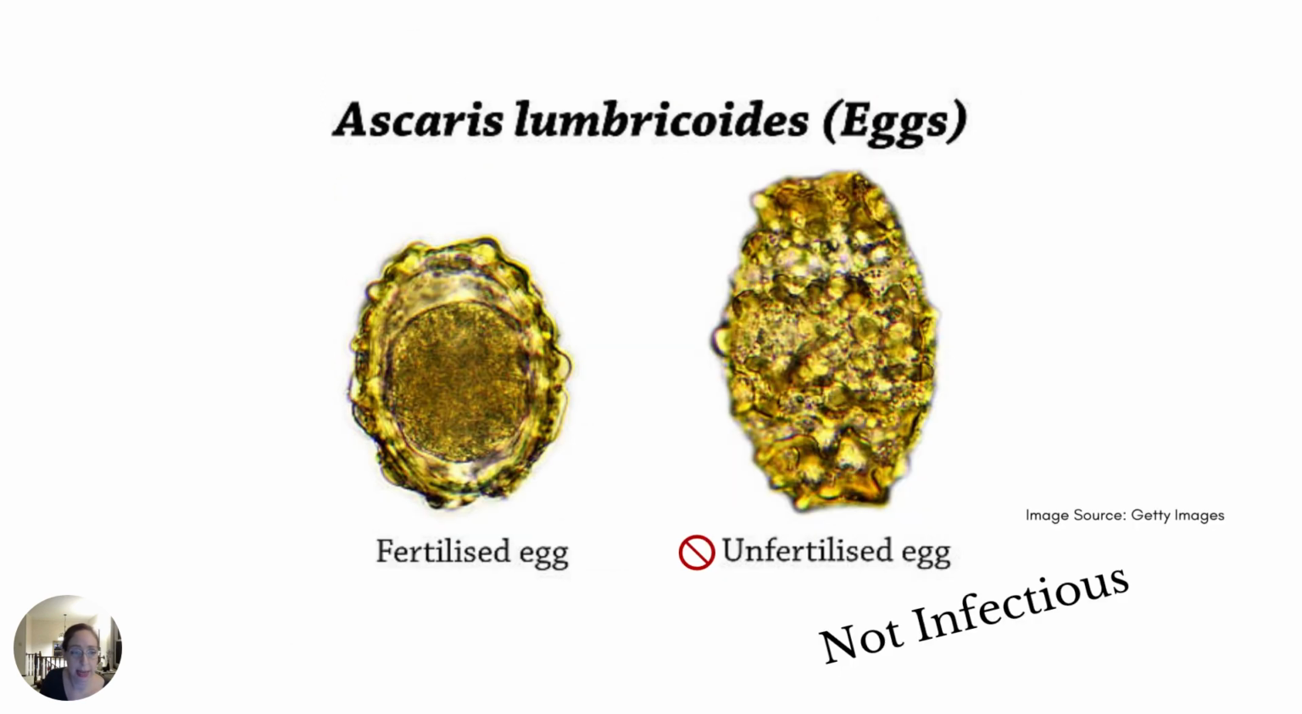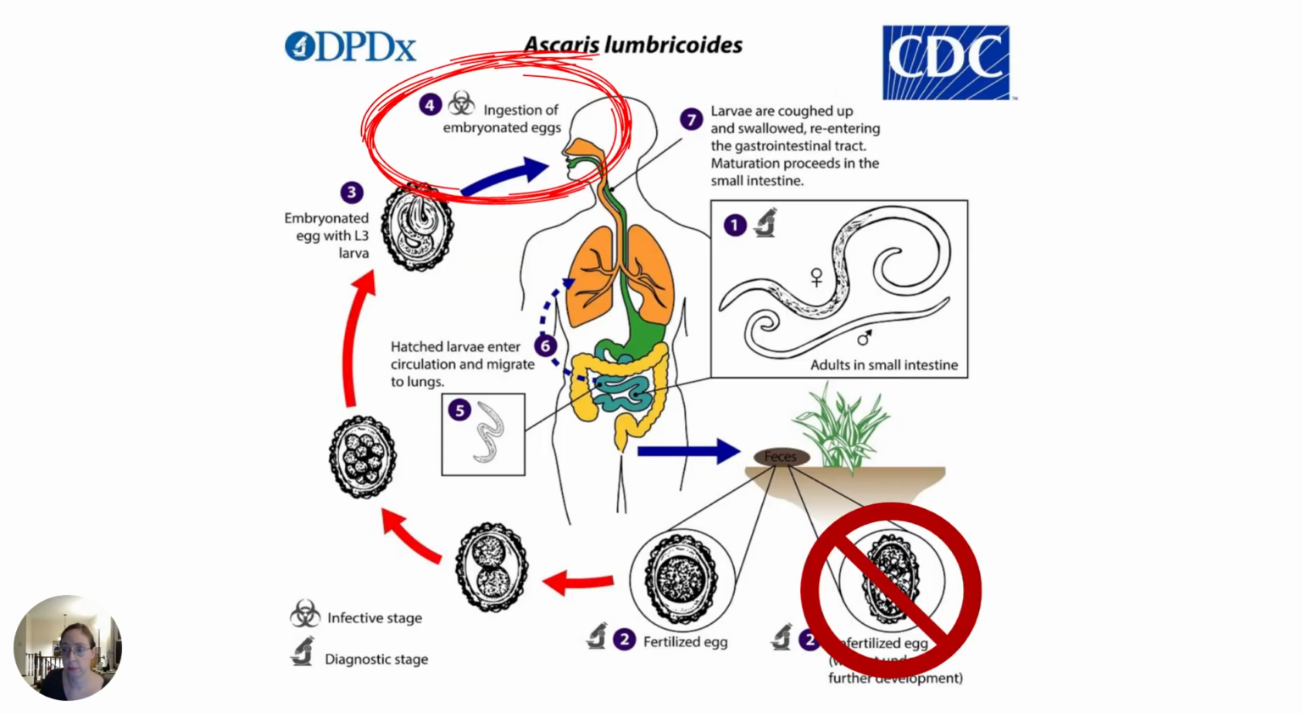So when we look at these eggs, you can see on the left that there is a fertilized egg, and it's very round. And the unfertilized egg, even though it has the same tough coating on it, is not infectious, and it's very ovoid. Now, because of the coating, these eggs can resist strong chemicals, they can resist desiccation, the drying out that can happen while they're in the soil, and they can resist low temperatures. And this allows them to remain active in the soil for up to 10 years.